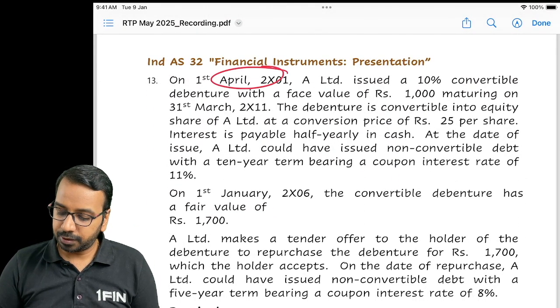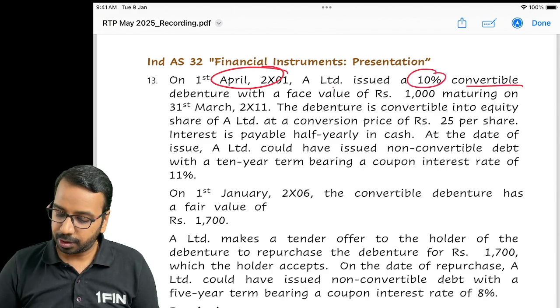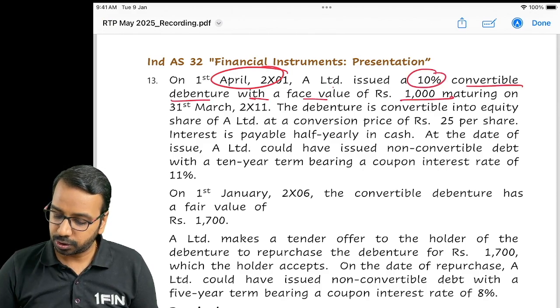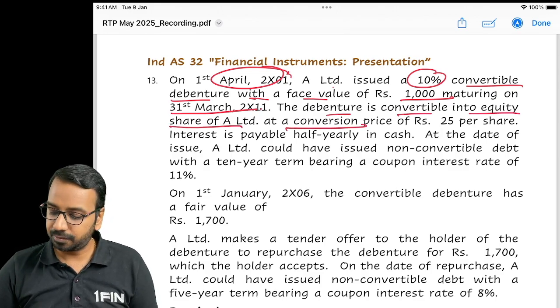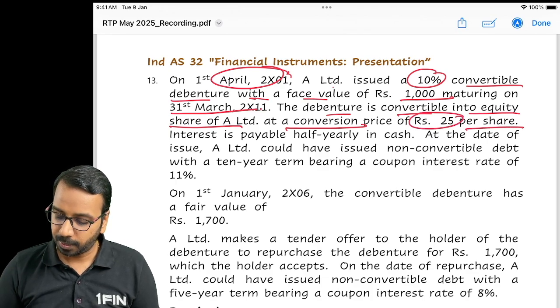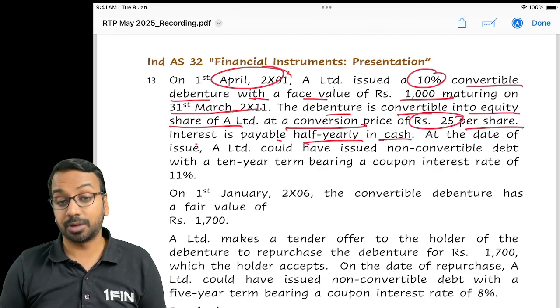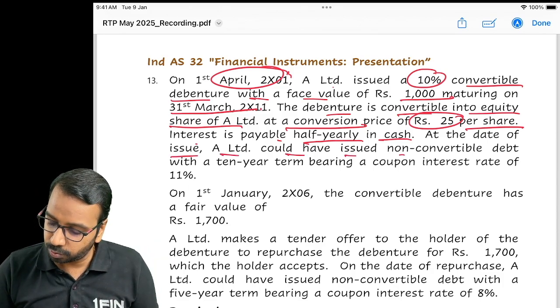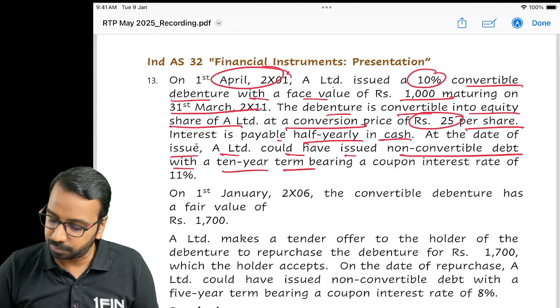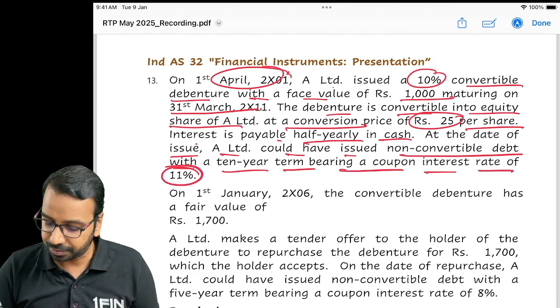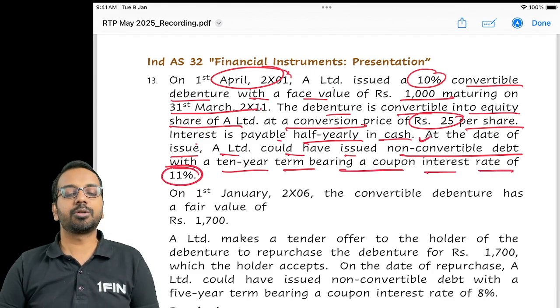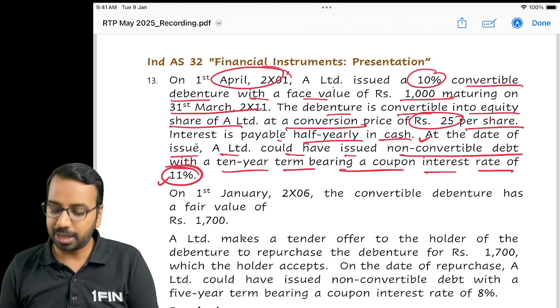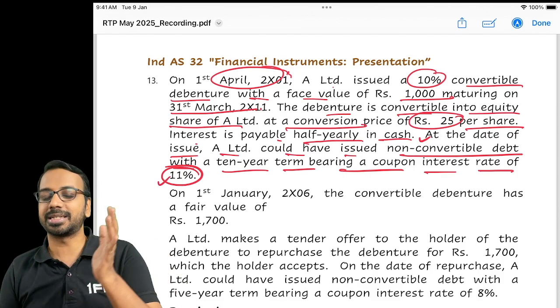On 1st April of year 1, A Limited issued 10% convertible debenture with a face value of 1,000 maturing on 31st March, that is after 10 years. Debentures is convertible into equity share of A Limited at a conversion price of Rs 25 per share. Interest is payable half yearly in cash. At the date of issue, A Limited could have issued non-convertible debt with a 10-year term bearing a coupon interest rate of 11%. So if you had issued non-convertible debt, you would have issued at 11%. So 11% becomes our relevant discounting factor.